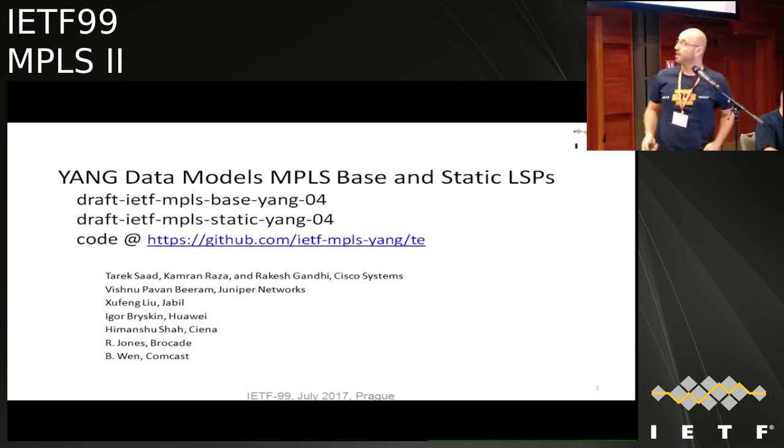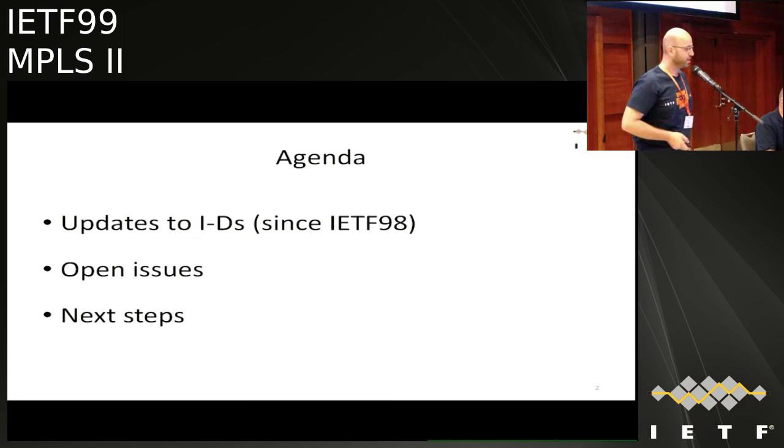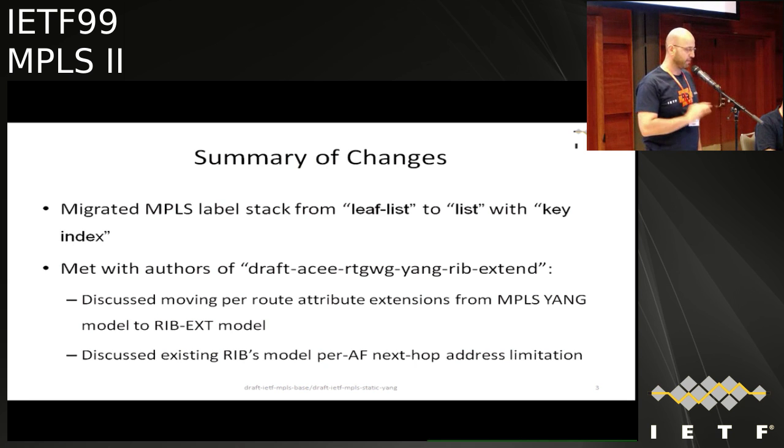Okay, hi everyone. This is a quick update on two drafts that are defining the MPLS Yang model and the MPLS static Yang model. I'll go over the updates, the open issues, and the next steps. In terms of changes, we've migrated the ability to configure an MPLS label stack from a leaf list to a list. This was needed because the same label can appear in the list multiple times, so we have to have a distinguisher in the list.